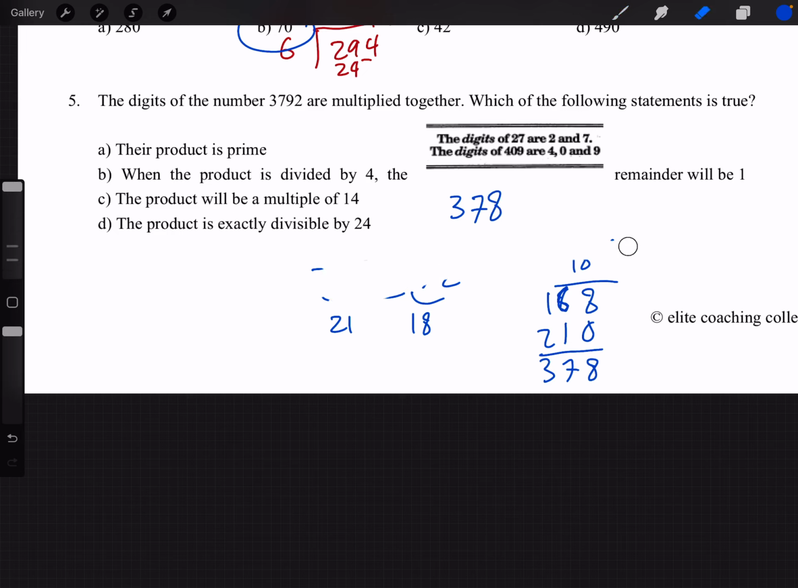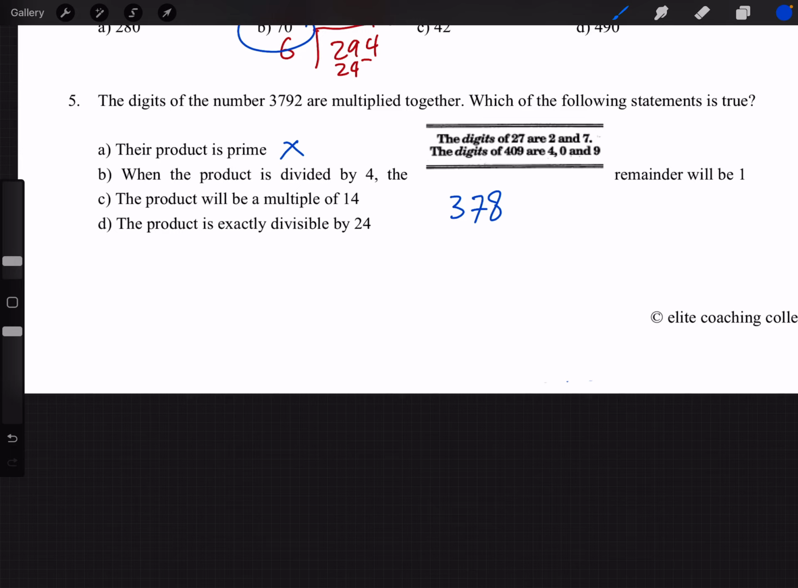So now let's have a look at what it says here. Their product is a prime number. No way is a prime number. A prime number can only be divided by itself and 1. But this number can be divided by 3, by 7, by 9, by 2. So there's no way it's a prime number. So the first one is incorrect.